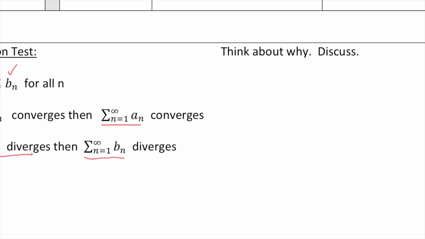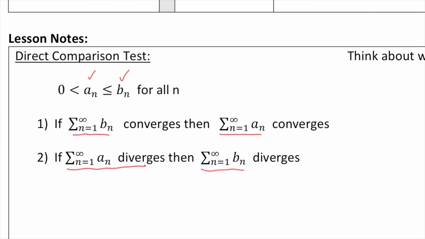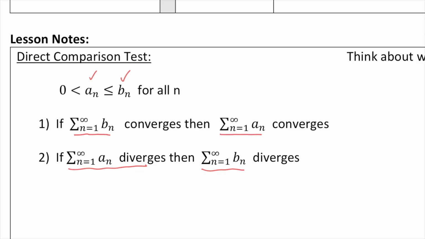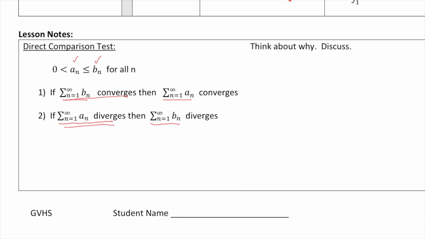Now, I want you to convince yourself that this is true. Draw pictures to represent a sub n, b sub n in each of these and what they might look like when your series converges or when your series are going to diverge. So go ahead, draw pictures, and convince yourself that the direct comparison test is true.